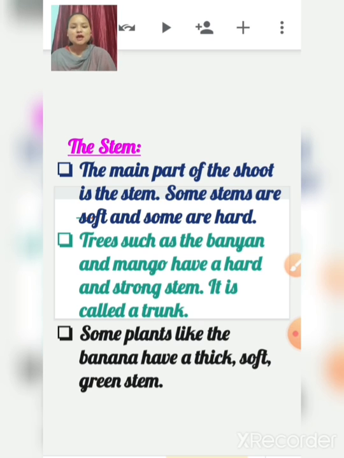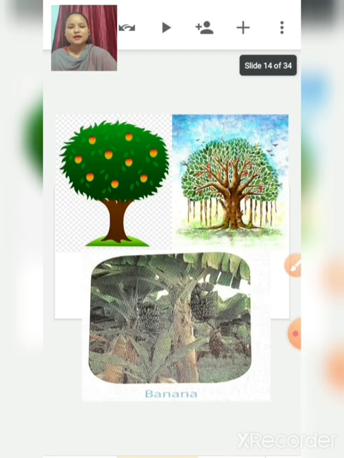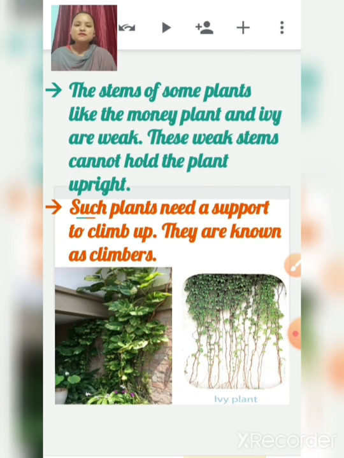And some stems are soft and some are hard. Trees such as the banyan and mango have a hard and strong stem. It is called a trunk. Some plants like the banana have a thick, soft green stem, right? Then the stems of some plants like the money plant and ivy are very weak, okay? These weak stems cannot hold the plant upright, that is straight. So such plants need a support to climb up. So they are known as climbers.